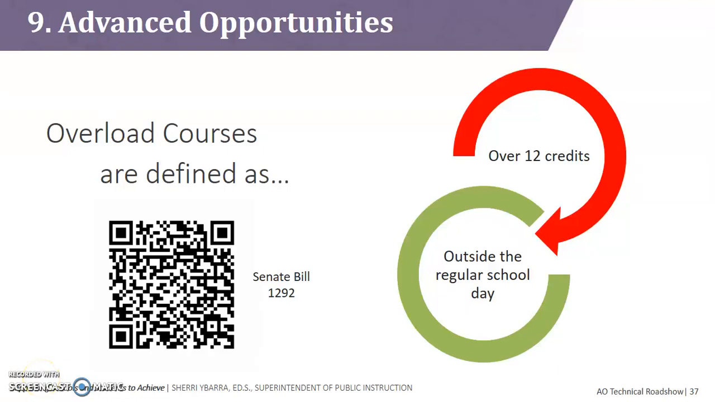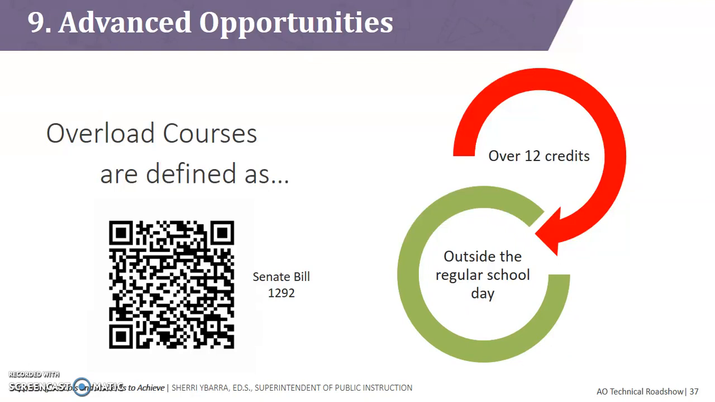There are several changes to the Advanced Opportunities Statute that will go into effect for the 2018-2019 school year. The first change is the definition of overload courses, and this is outlined in Senate Bill 1292. You can use the QR code to go directly to the Senate bill language.